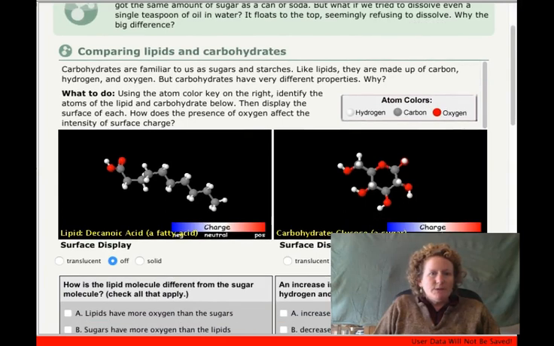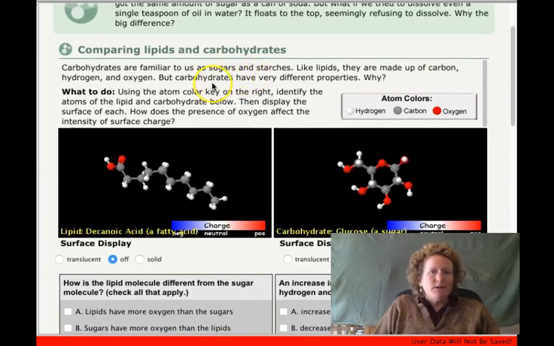Carbohydrates are familiar to us. Starches, sugars, like lipids, they're made of carbon, hydrogen, and oxygen. But carbohydrates have very different properties. Why?